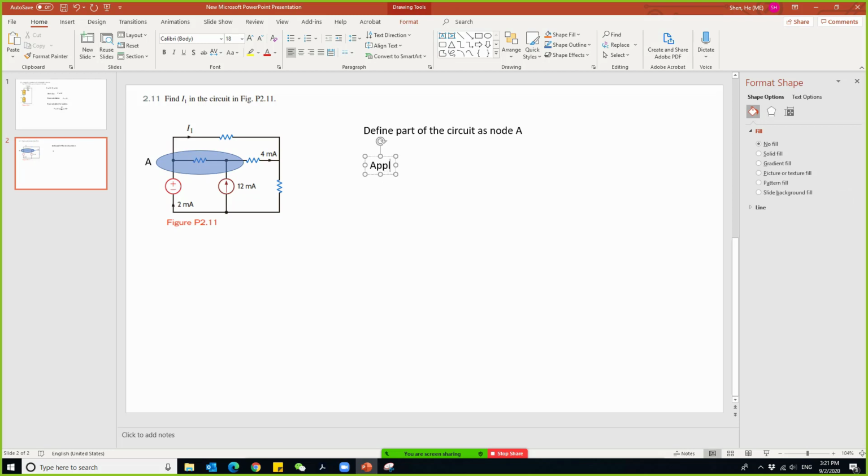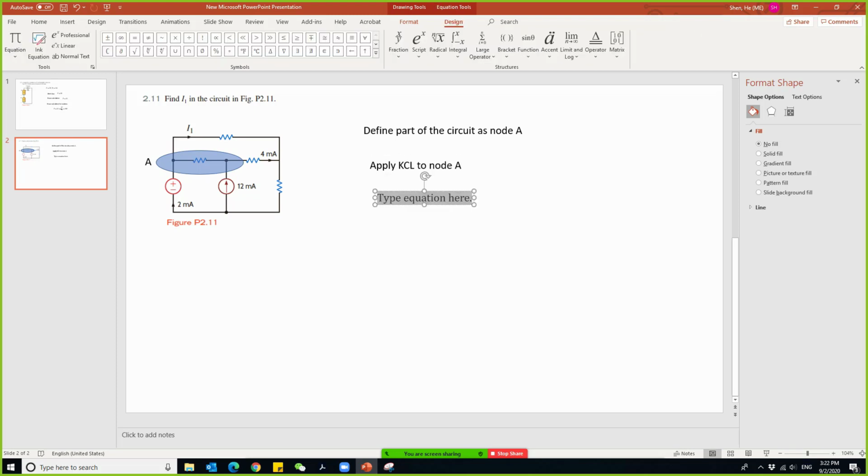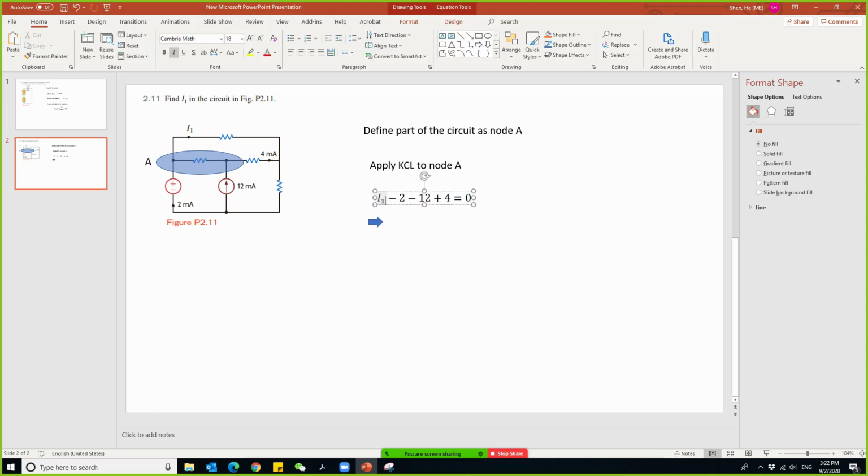So we apply KCL to node A. We will use the current leaving the node as positive, so I1 is a positive current. This is 2 milliamps, minus 2 milliamps because it goes in, right? We use leaving the node as positive. So this goes in, minus 12. This branch is leaving, plus 4, and that is equal to 0. So we'll be able to find I1. I1 is equal to 10 milliamps, right? Remember, we are using milliamps.